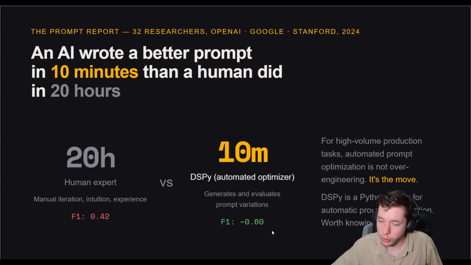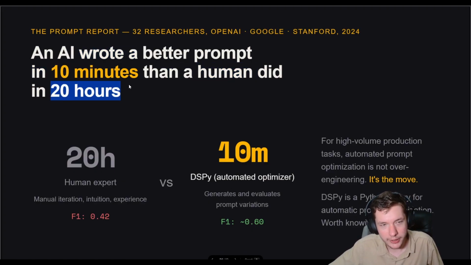After we've seen all these ideas and foundations of building better prompts and skills, we have this very important report that tells you that you don't even need to build the prompts yourself, you just need to know how to ask an AI to build a prompt. An AI wrote a better prompt in 10 minutes than a human did in 20 hours.